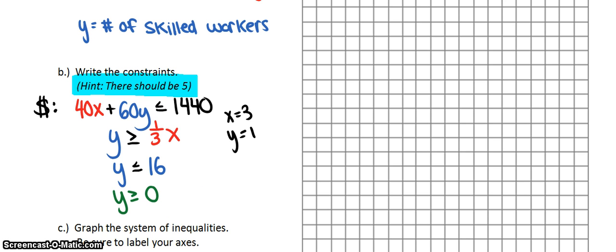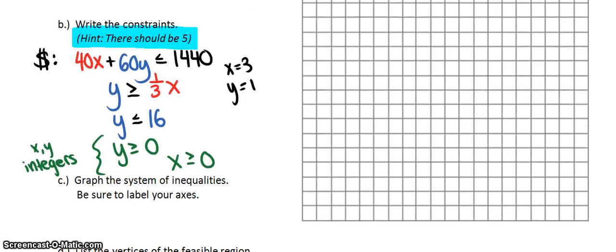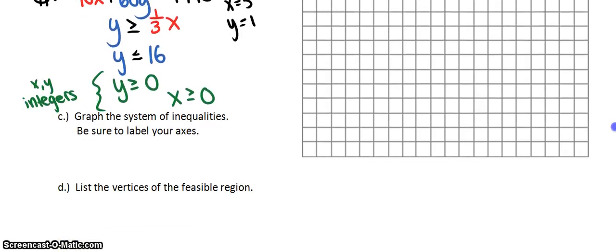So I can write that by saying y has to be greater than or equal to 0, and x has to be greater than or equal to 0, where x and y, and this is something you can just check at the end, x and y are integers. If you don't get integers, you'll have to round up or down depending on the problem. Okay, so now I have my 5 constraints. I can graph these inequalities, which we'll do in a second.